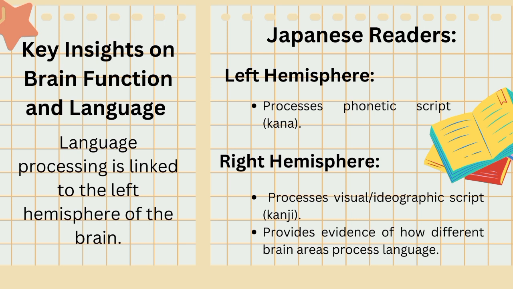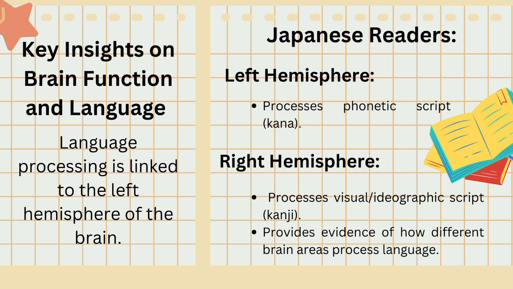And lateralization of the lexicon. Acquired dyslexia confirmed the lateralization of the mental lexicon to the left hemisphere. Damage to the left hemisphere significantly affects reading ability, while damage to the right hemisphere primarily affects the processing of ideographic symbols like kanji in Japanese.